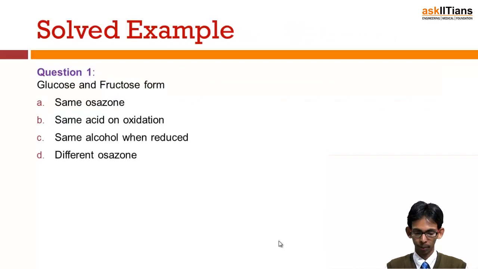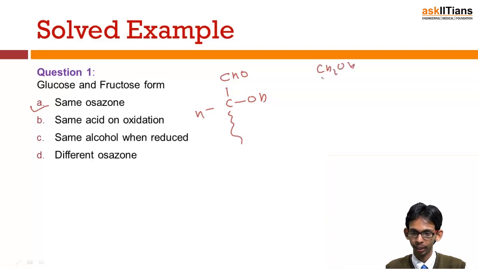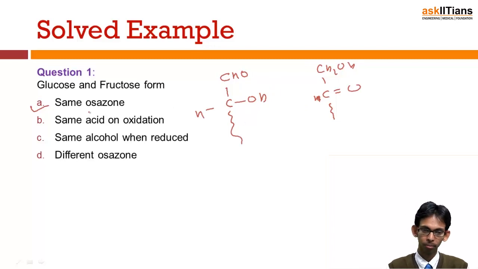Now a solved example. Glucose and fructose form, we have studied just now that glucose and fructose form the same osazone. This is because they differ from one another only by, yes, the starting 2 positions. In glucose this is like this, and then the entire chain. In case of fructose it is like this, then the entire group, and both of these are involved in formation of osazone, so they form the same osazone.